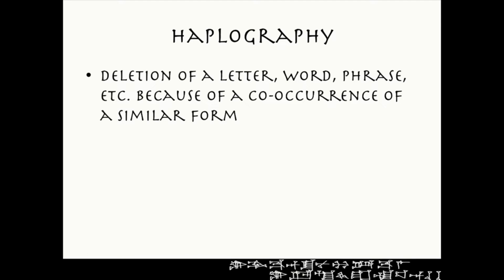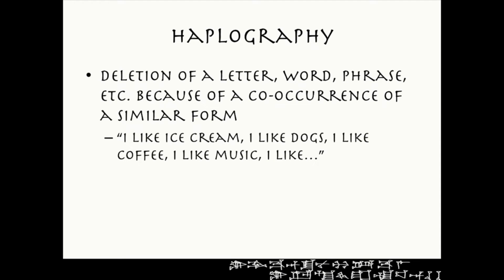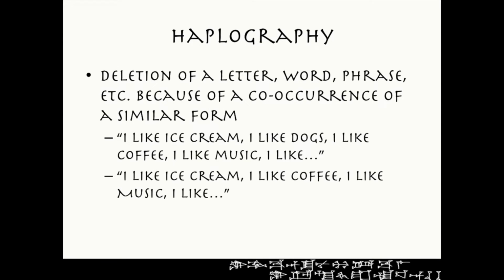But haplography is when you skip over something because you have a similar word. So, for example, if you were copying the sentence, I like ice cream, I like dogs, I like coffee, I like music, I like, you might write, I like ice cream, then look down, right? So you'd say, I like ice cream. You'd look down, you'd write, I like ice cream. You'd look back up, and you see I like so many times there that you skip to the wrong one.